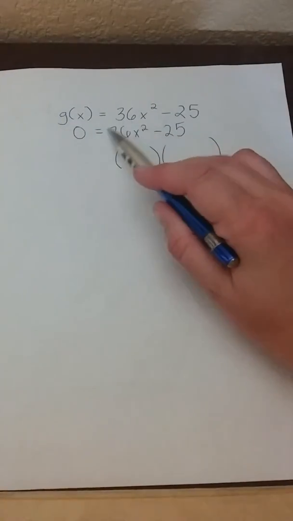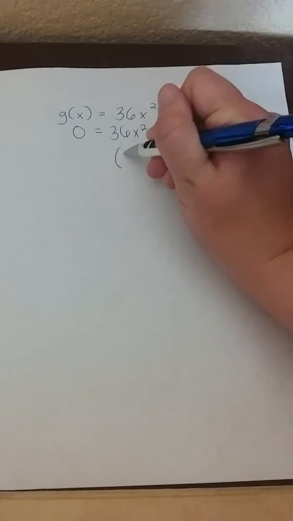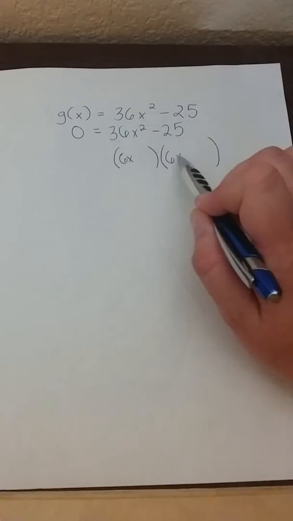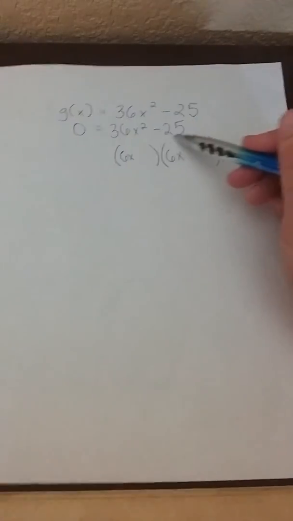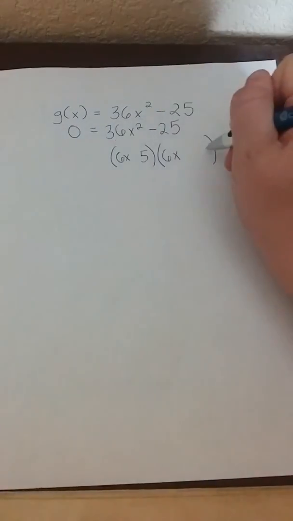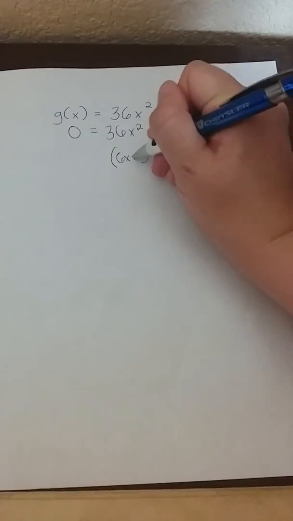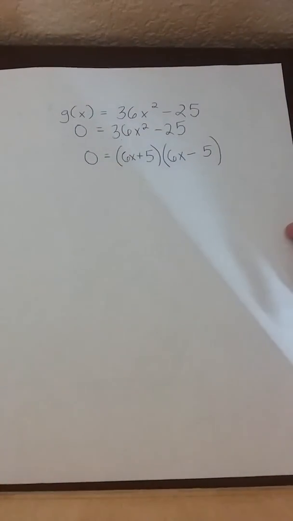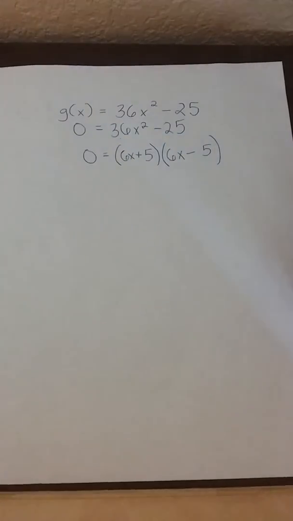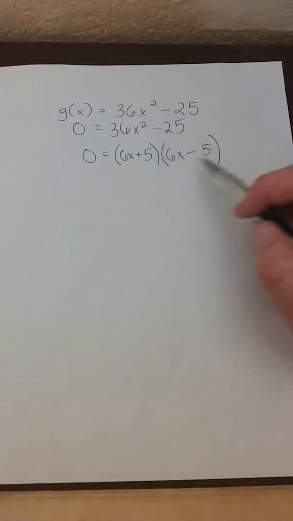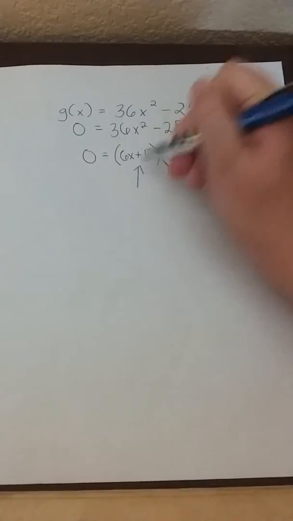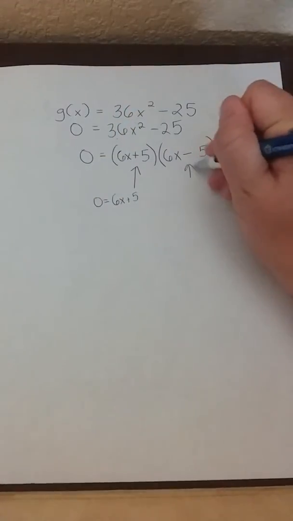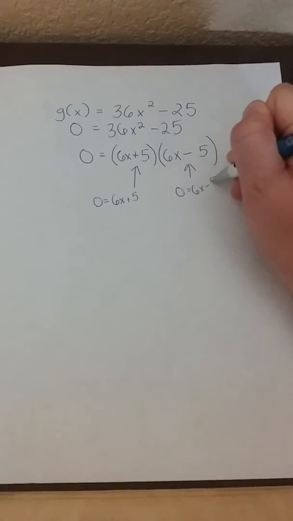So we can factor this using the sum and difference pattern. We're looking for two things that multiply to give us 36x squared, and that'd be 6x and 6x, because 6 times 6 is 36, and x times x is x squared. Then two things that give us 25, and that would be 5 and 5. It's going to be a sum and a difference. So in factored form, this is 0 equals the quantity 6x plus 5, times the quantity 6x minus 5. Now I solve these. So this is 6x plus 5. 0 equals that. And this one, 0 equals 6x minus 5.